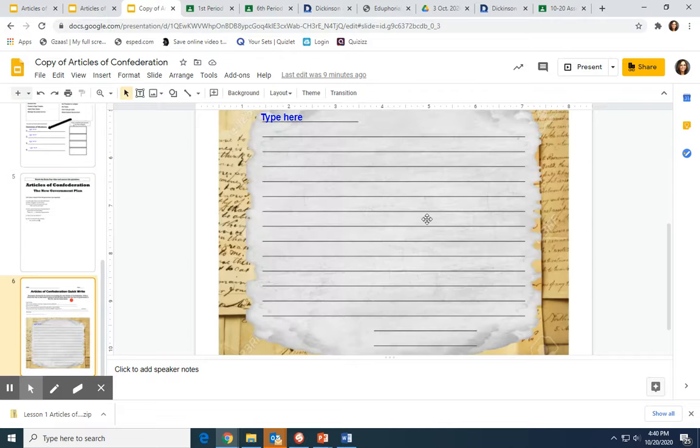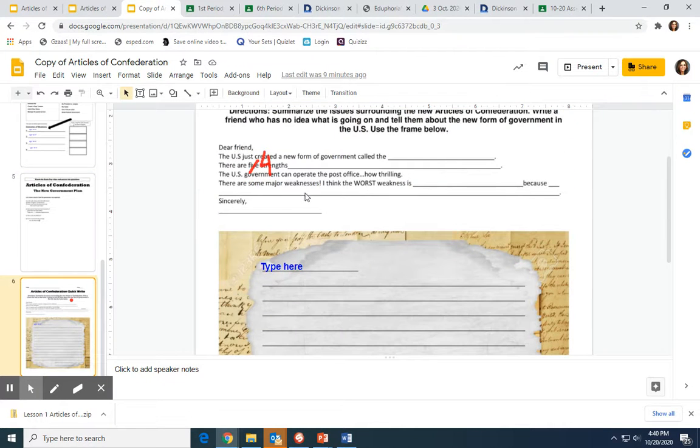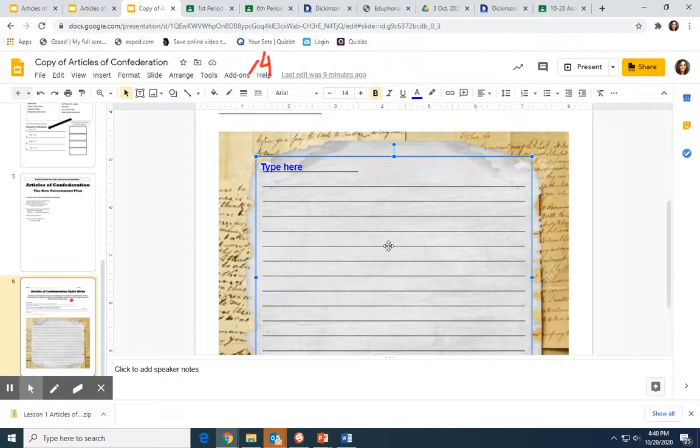So you'll go down here and you'll retype: There are some major weaknesses. I think the worst is, and why do you think that weakness is so bad? And then, sincerely, your name. So all you have to do is copy this and finish the sentences, type it down here, okay?